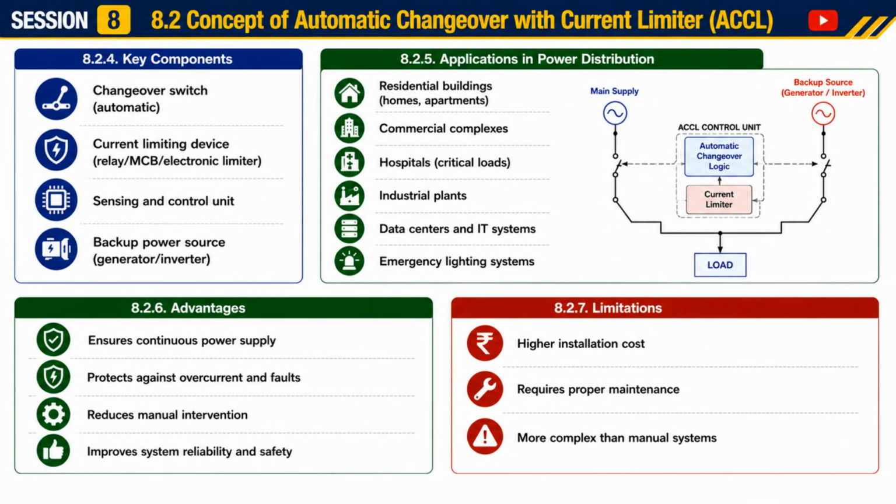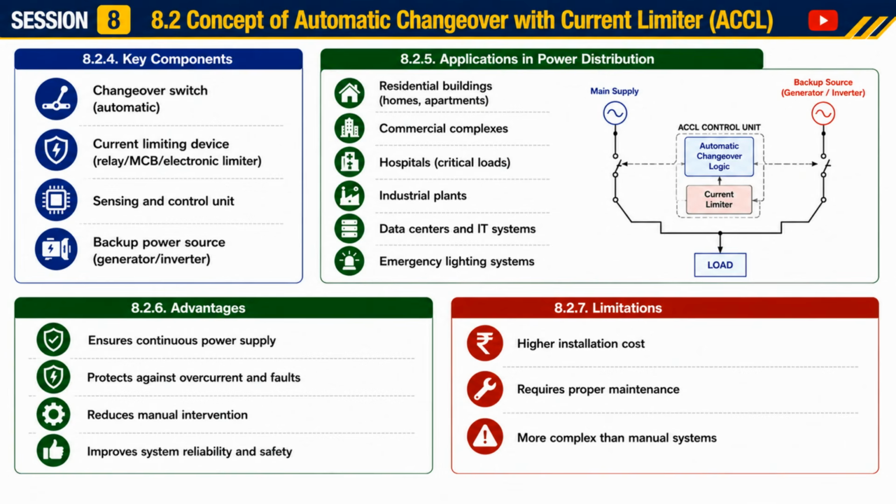Current limiting device uses a relay, MCB, or electronic current limiter to protect against overcurrent. Sensing and control unit monitors the supply and controls the automatic changeover operation. Backup power source provides power during a mains failure using a generator or inverter.